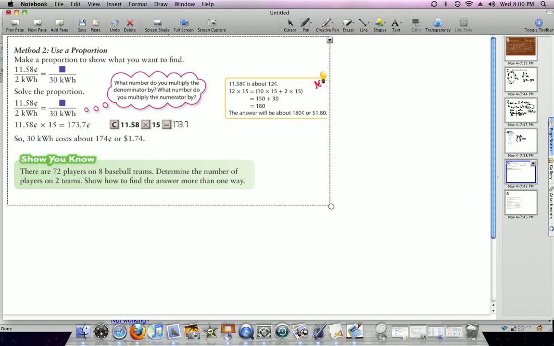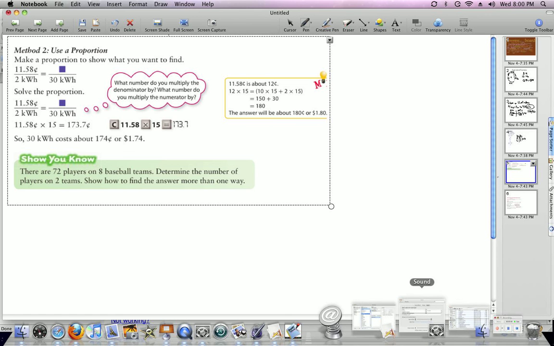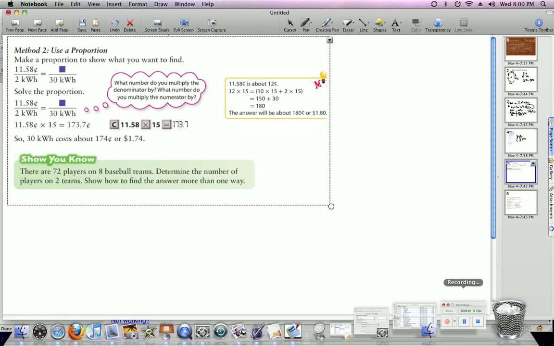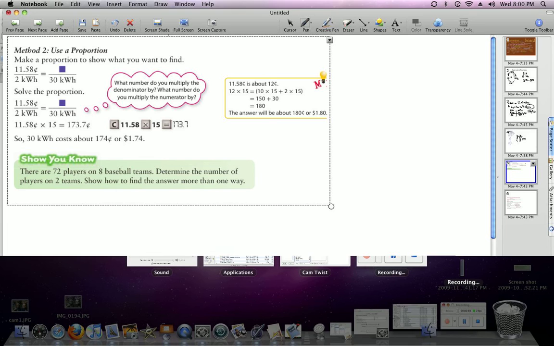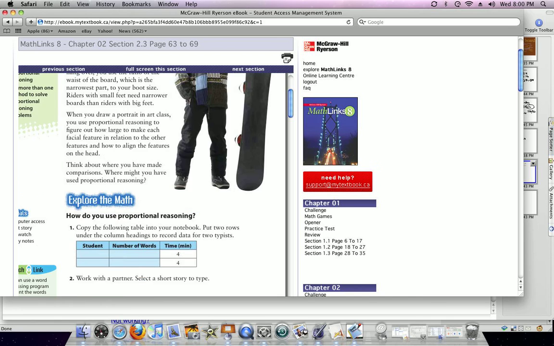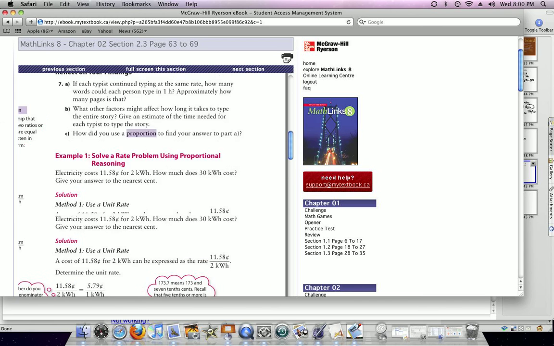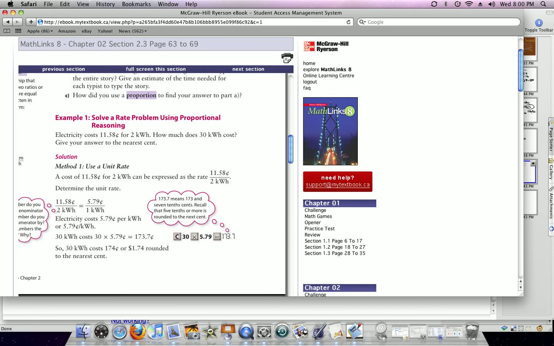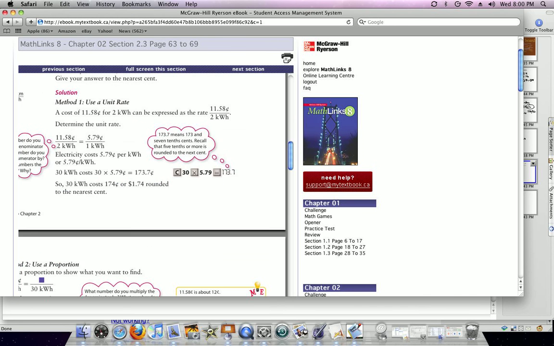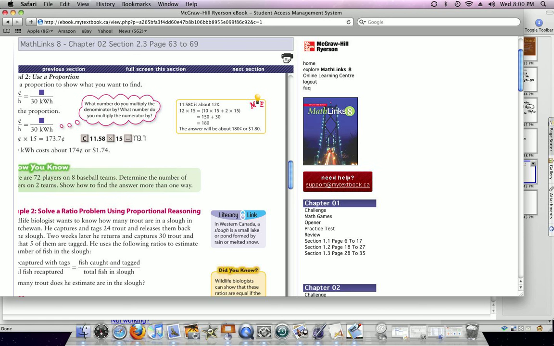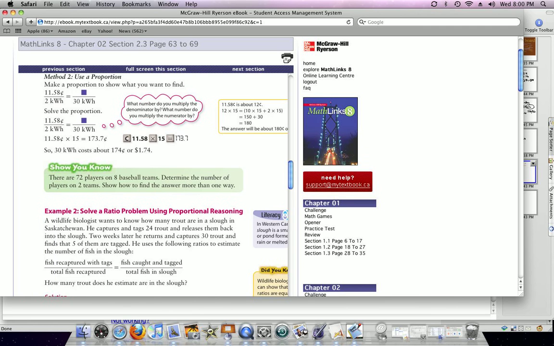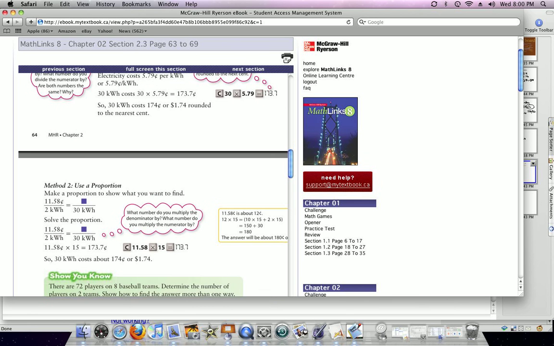Method 2. Just find this in the book here, right? Make a proportion and show what you want to find. Well, this actually has come from, if you read up above it, I just need to find this for you before I run out of time here. It's come from this. Right here. Make a proportion.